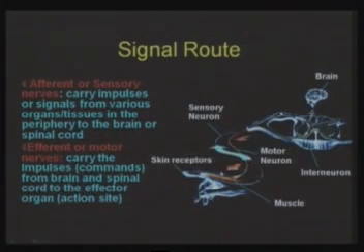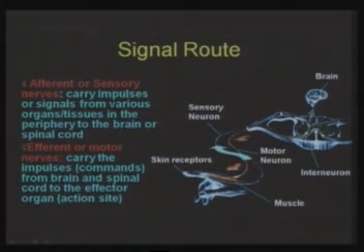In this diagram we can see a finger, and we all know that there are receptors on the skin which are connected to the sensory neuron. This is the sensory neuron. This is the spinal cord and the brain.